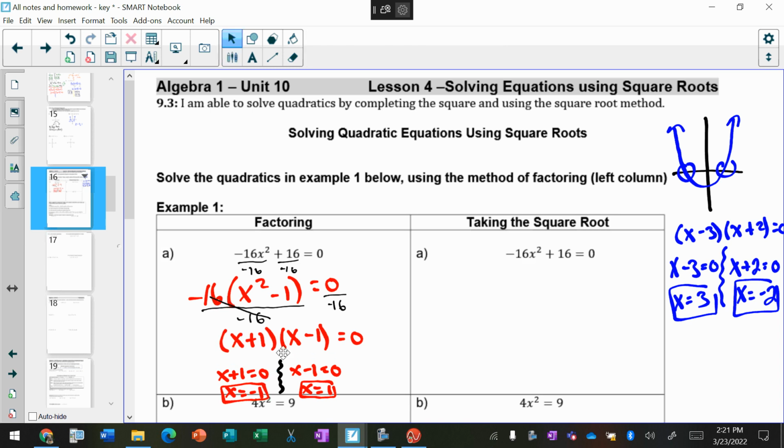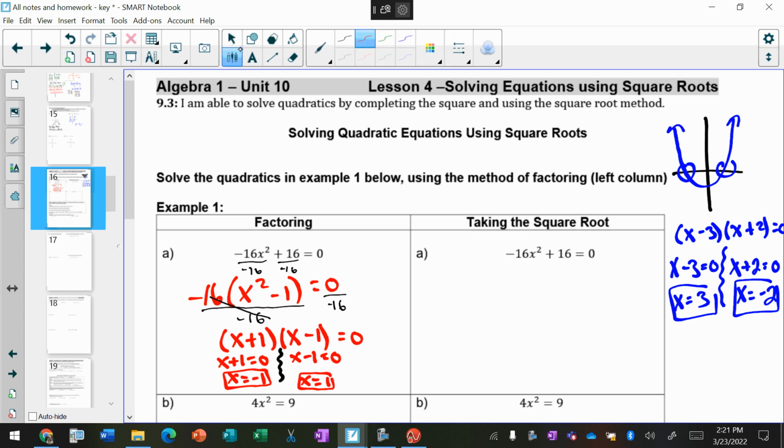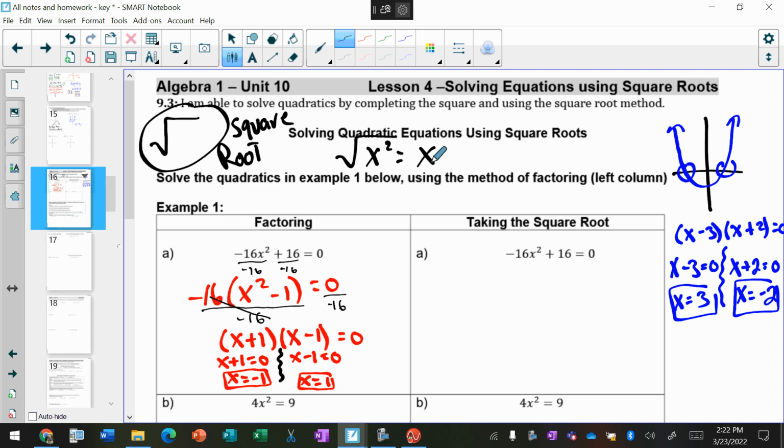We've been practicing some of this stuff, practicing our factoring, practicing our solving equations, and squiggle McWiggle. All right, so our new method is going to be called taking the square root. So the square root is the same thing as the radical. That's our square root symbol. Square root means to unsquare a value. So if you did the square root of x squared, it unsquares it back to regular x.